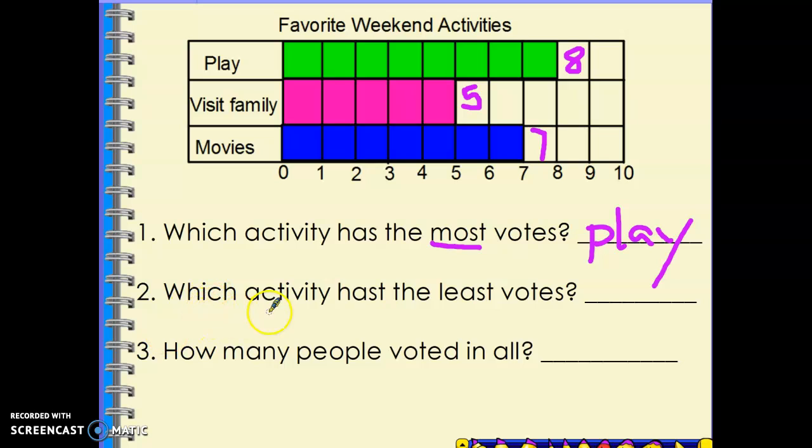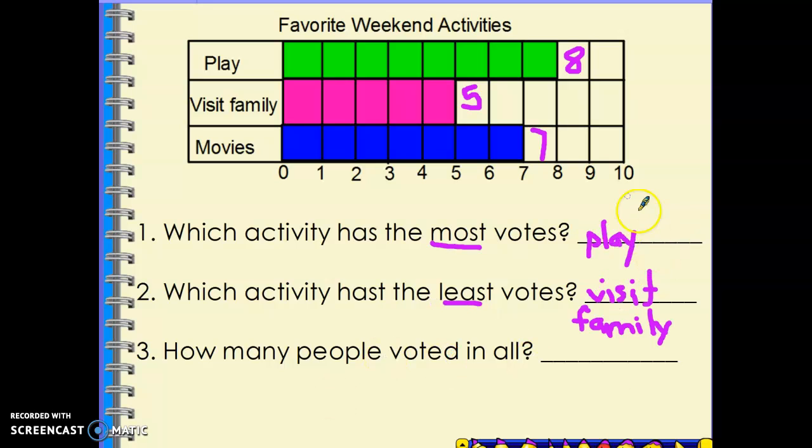Okay. Which activity has the least? The smallest number here, least, would be visit family. Visit family with 5 votes, so that has the least number of votes.